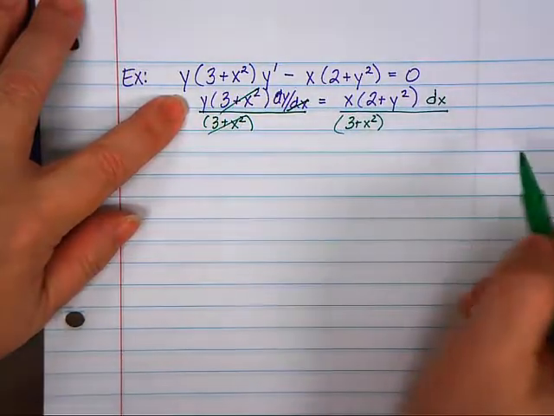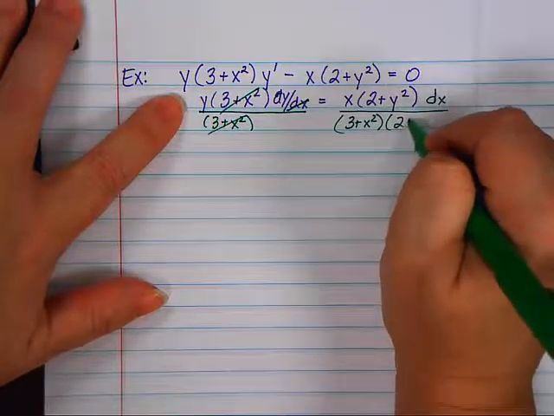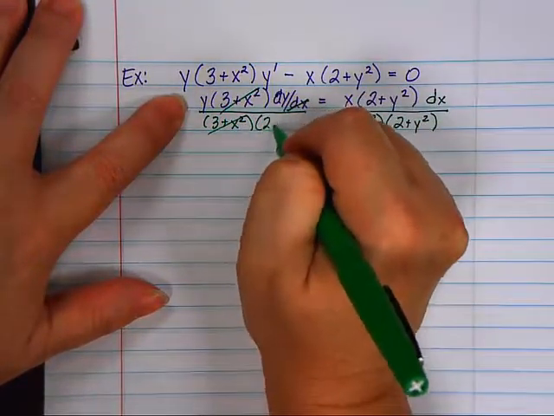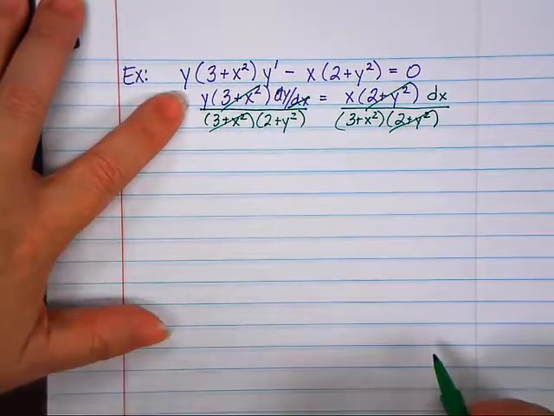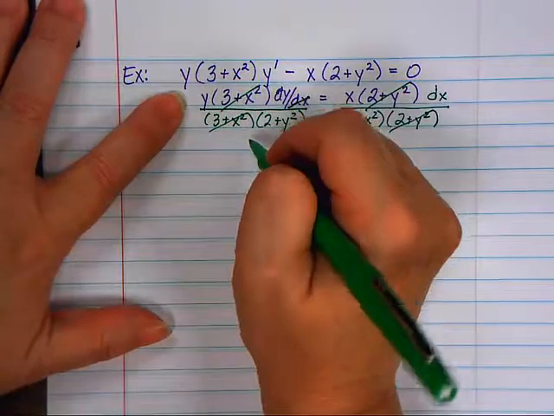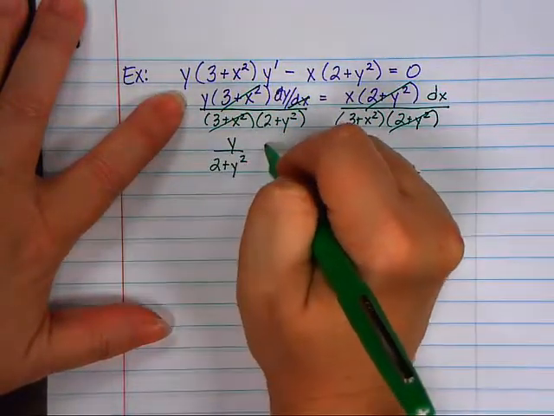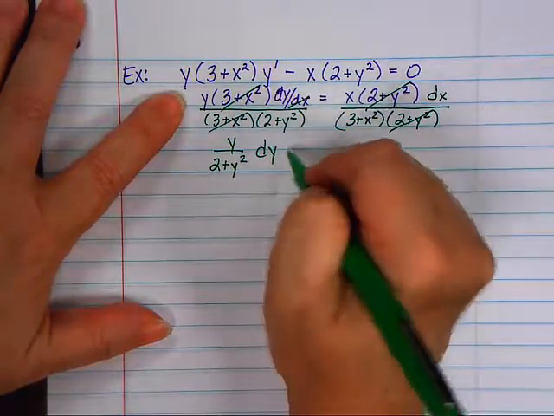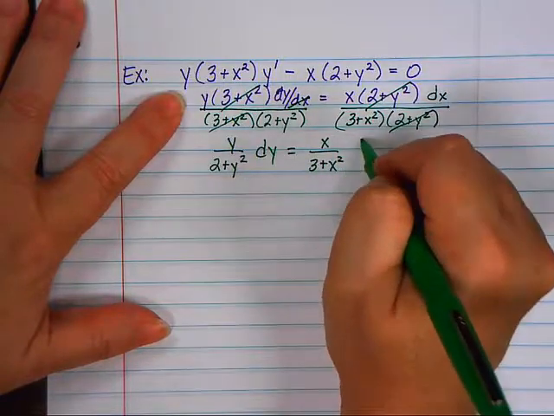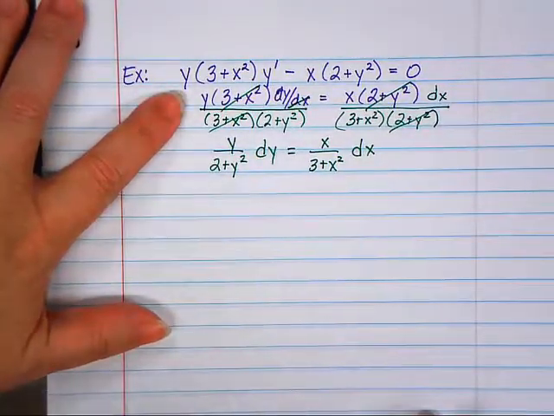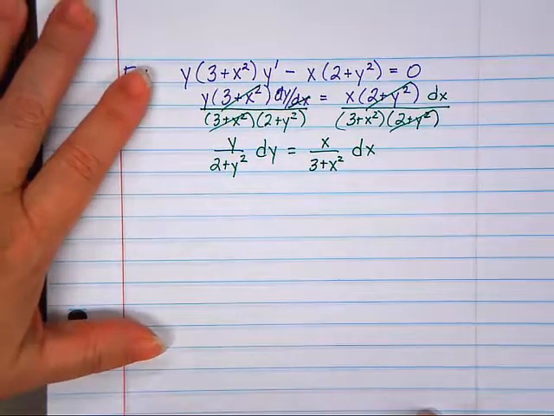Okay, what about the other side? What needs to move? 2 plus y squared, and it needs to be divided also. So 2 plus y squared on each side cancels. Now on the left side, I am left with y over 2 plus y squared dy equals x over 3 plus x squared dx. Okay, I have now successfully separated the variables. X's are together, y's are together.